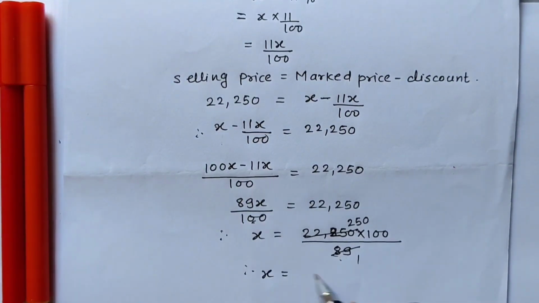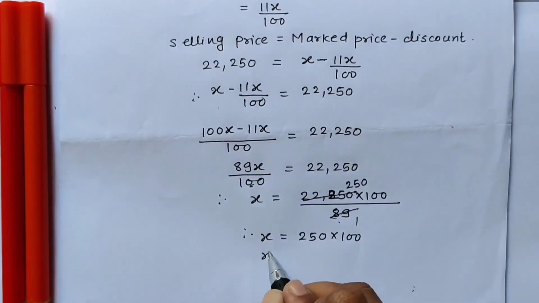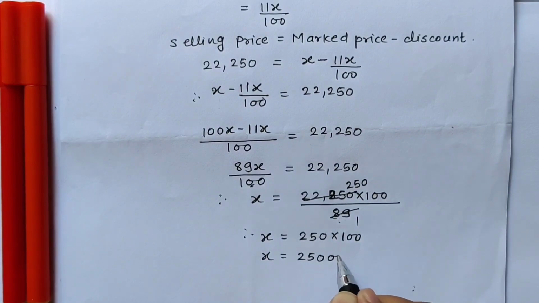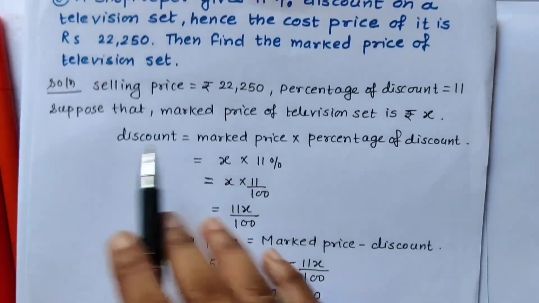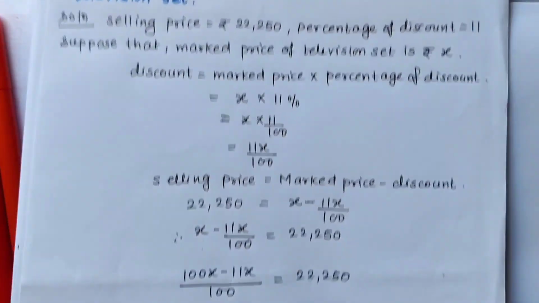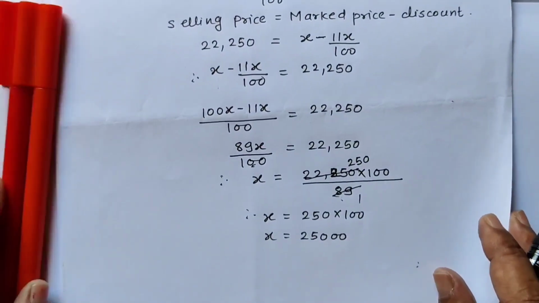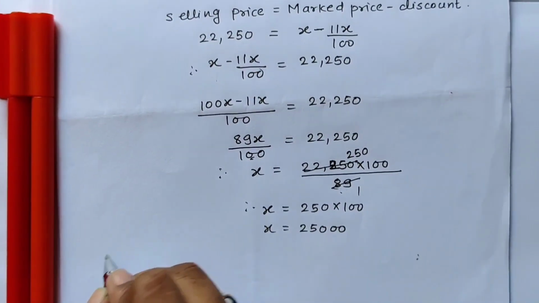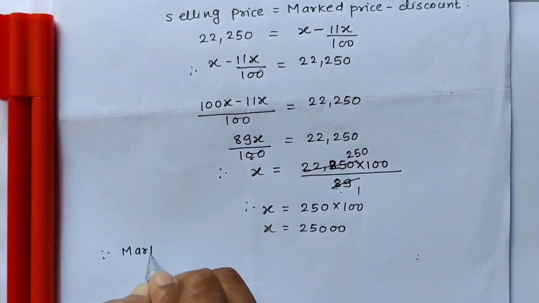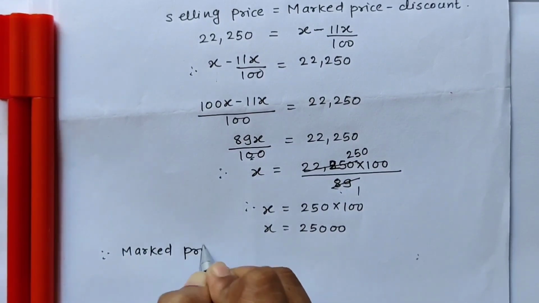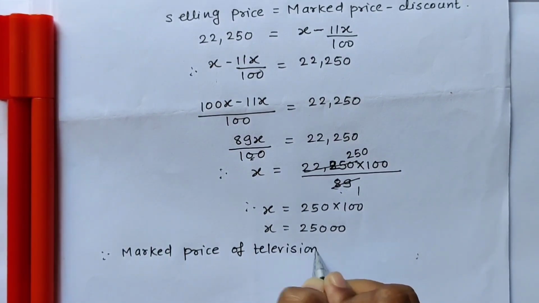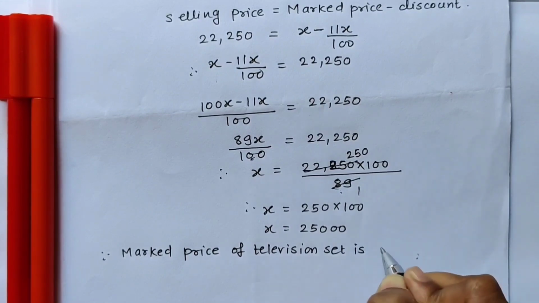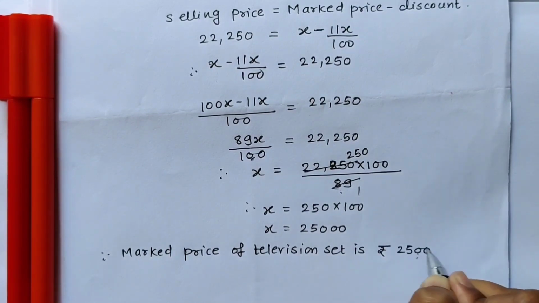Therefore x is equal to 250 multiplied by 100. What is 250 multiplied by 100? We put two zeros after 250, so x is 25,000. We had taken x for the marked price of the television set, and therefore we have got the marked price in this way. Write the answer statement: the marked price of the television set is rupees 25,000.